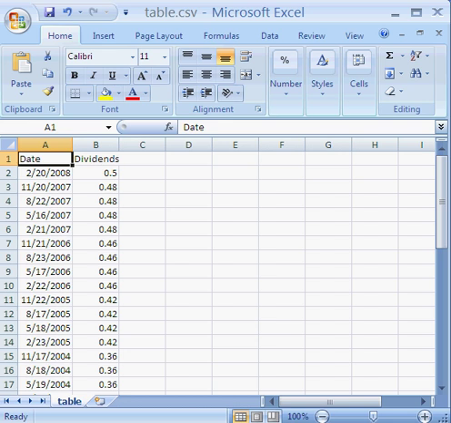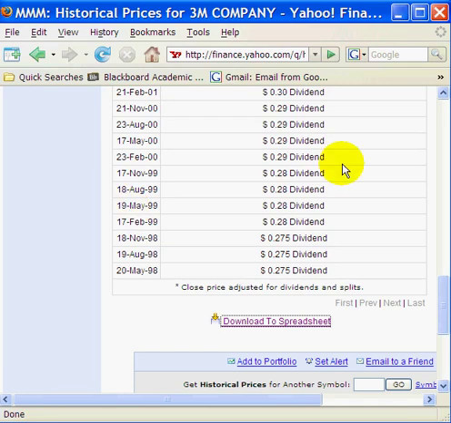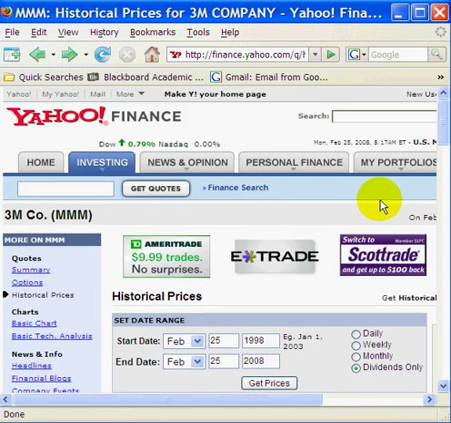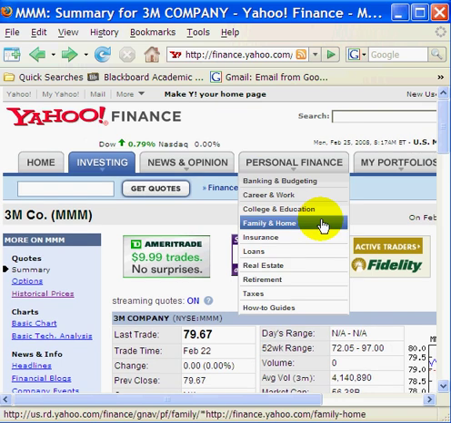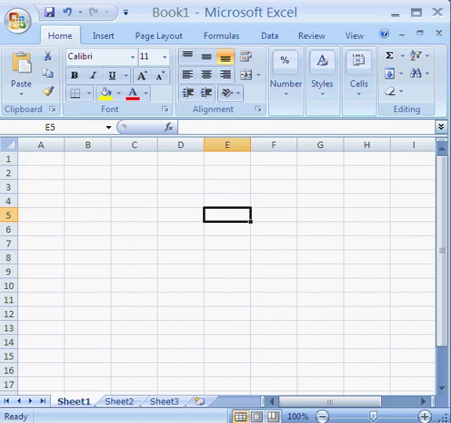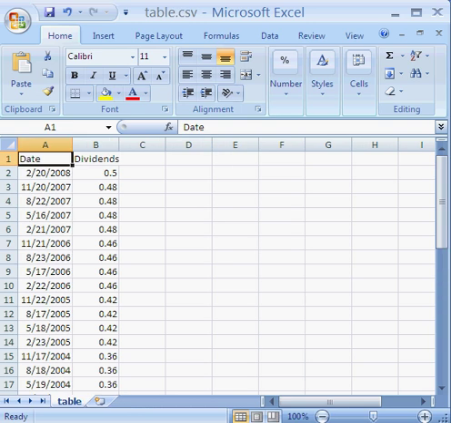Just out of curiosity, let's go ahead and check. 3M Corporation is trading for $79.67. All right, so now we have some dividends, and what we'd like to do is calculate a growth rate.